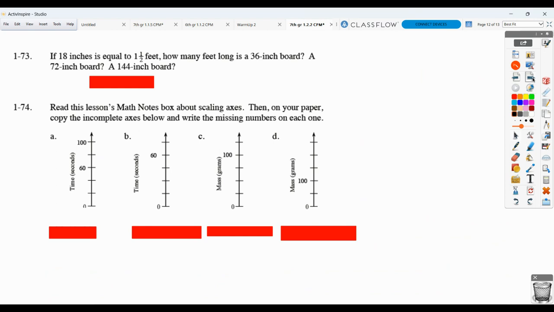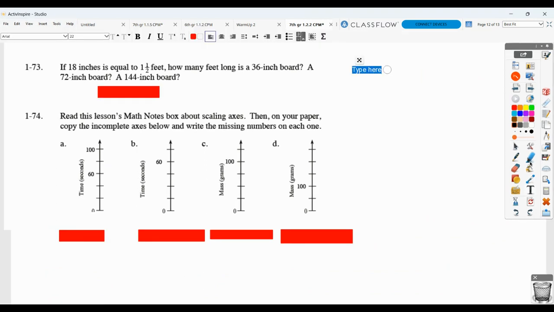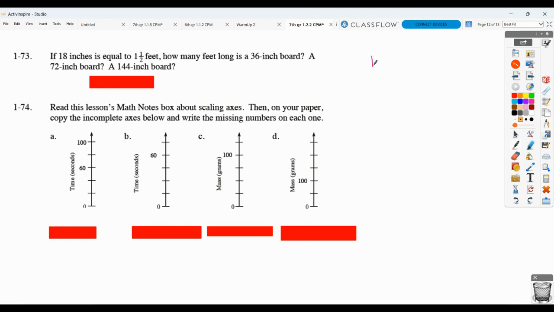173. If 18 inches is equal to 1.5 feet, how long is a 36-inch board? So again, you should show your thought process, show your work. So you might say 18 inches is equal to 1.5 feet. You could change that to a decimal, make it a little bit easier. So 18 inches equals 1.5 feet. And again, I usually say put the label on it. And then we want to know about a 36-inch board. How many feet is that?